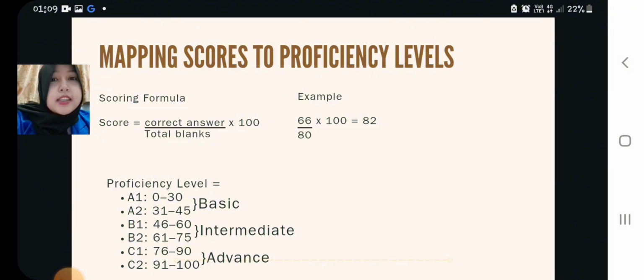So that's the explanation for each proficiency level from A, B, and C. So the score range for A is 0 to 45, and for B 46 to 75, and for C is 76 to 100.